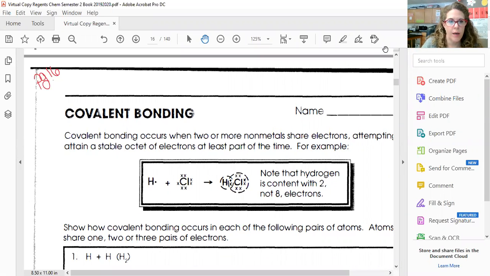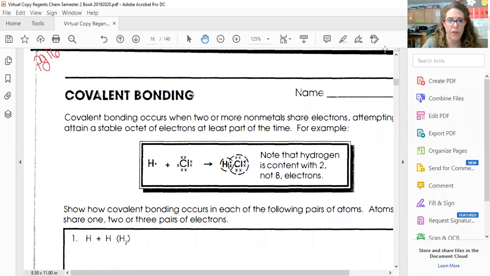Welcome. We are now on page 16. This is going to be our walkthrough on covalent bonding. And quick review. So now what is a covalent bond, right?